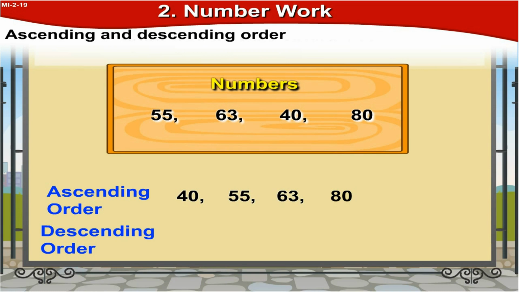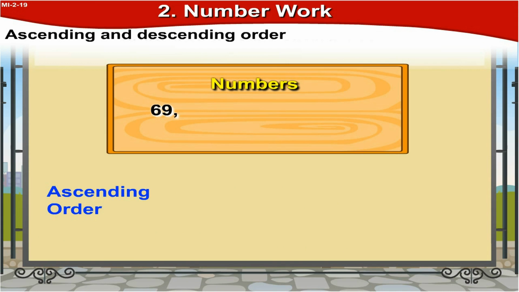Now the descending order. For descending order, you start with the biggest number, so you write 80 first, then even smaller, which is 63, then even smaller than 63, which is 55, and in the end, 40. So the descending order would be 80, 63, 55, 40.